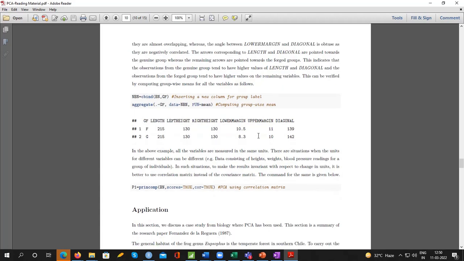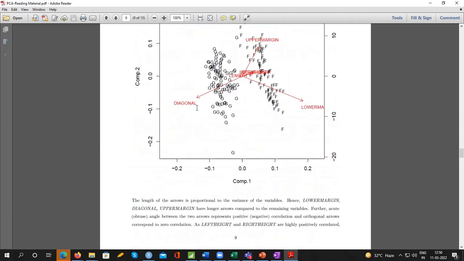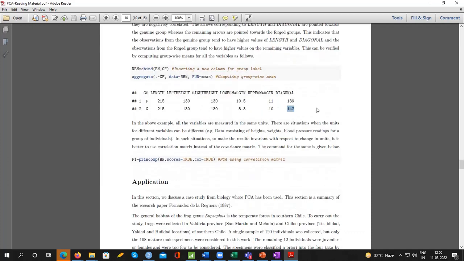And we can see here, for fake notes, lower margin is higher, upper margin is also higher, which I explained just now in the biplot. What was the other variable? Diagonal. Yes, diagonal is higher in the genuine notes. The diagonal arrow is towards the genuine note group, so diagonal is higher in the genuine notes.